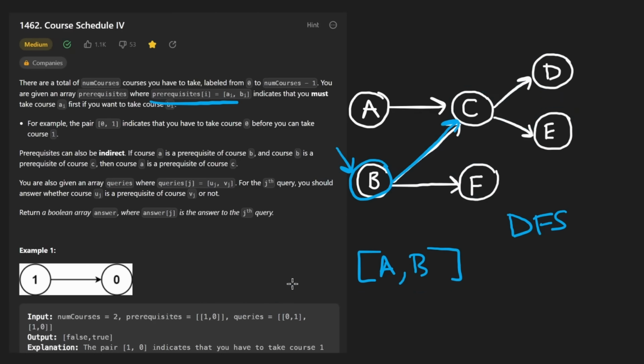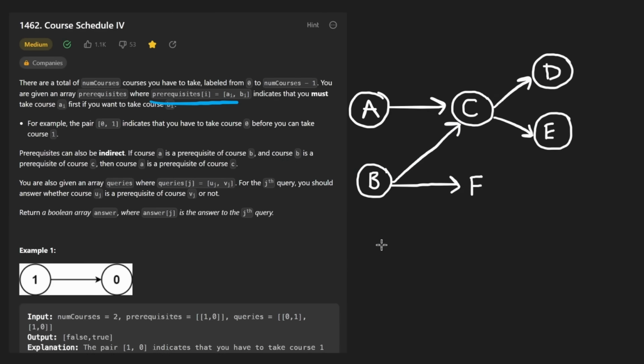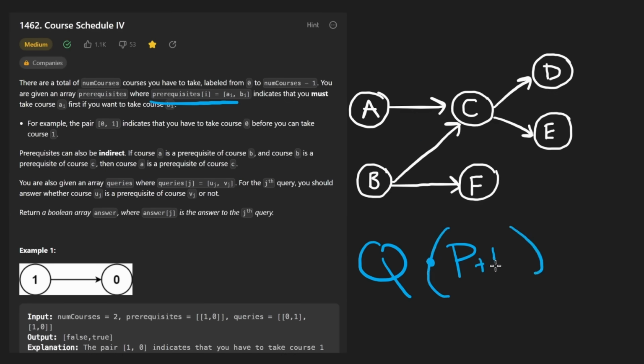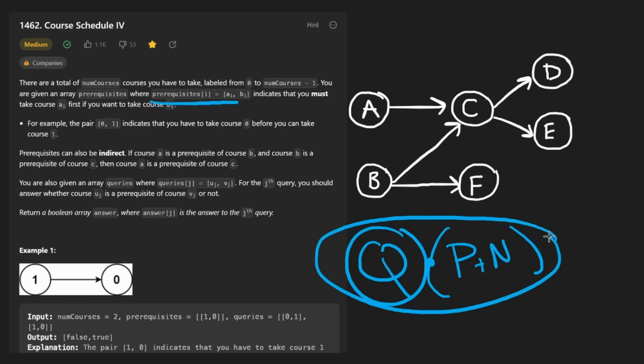Now, the time complexity of this is going to be the number of queries, let's say that is Q, times the number of prerequisites, which let's say that is P. So this is going to be the overall time complexity, Q times P in that case. P is really just the number of edges in our graph. So actually, if we wanted to be more accurate with this time complexity, we'd say it's P plus n, where this is the number of edges plus nodes in our graph. So the size of our graph multiplied by the number of queries. This is pretty good, but actually we can get a bit more efficient than this. I'll show you how.